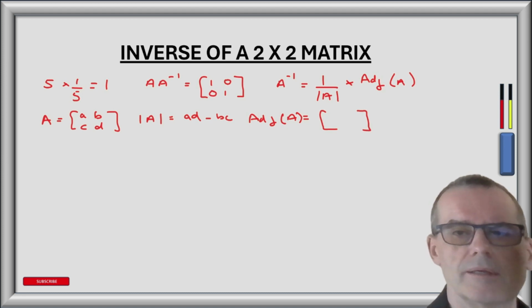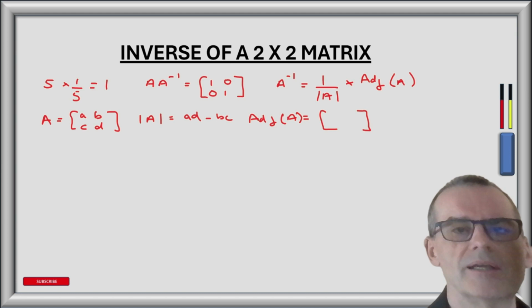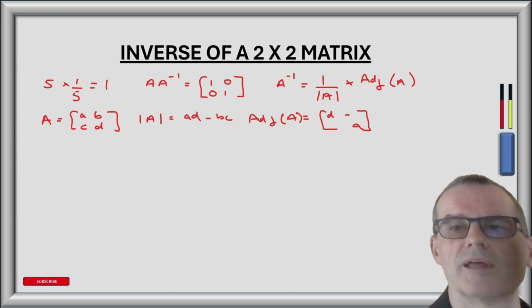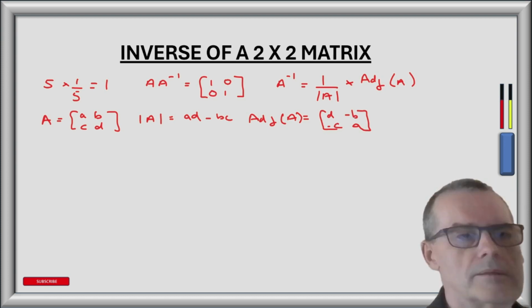so we swap two of the values. So we swap the D and the A. So D is in column 1, row 1, and A goes to column 2, row 2. And then we multiply the B and the C by minus 1. So that becomes minus B, that becomes minus C.